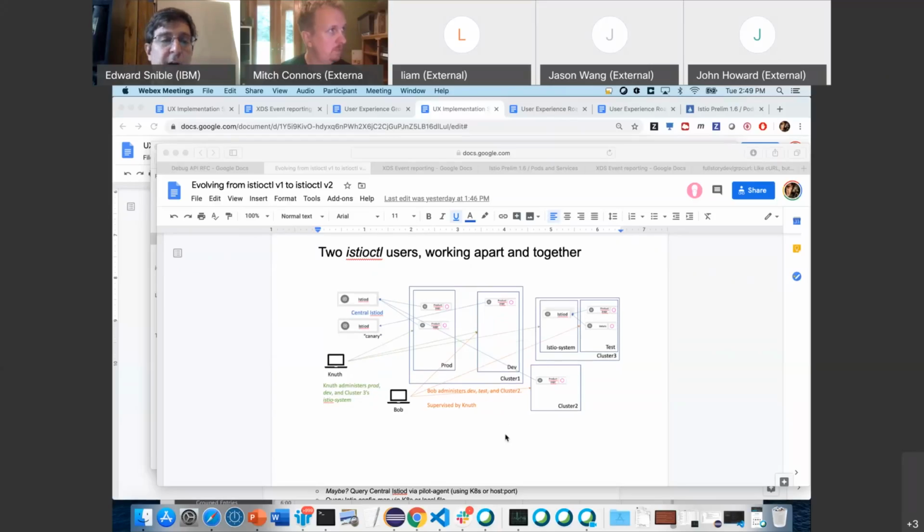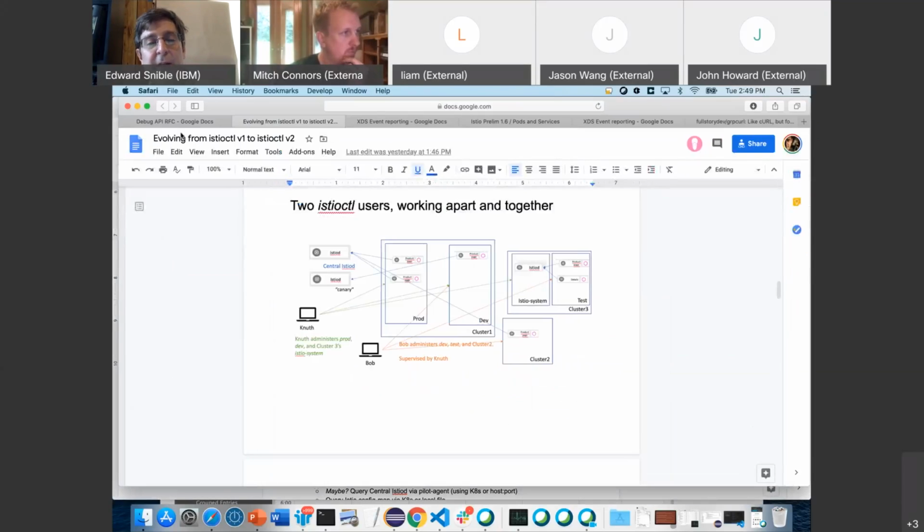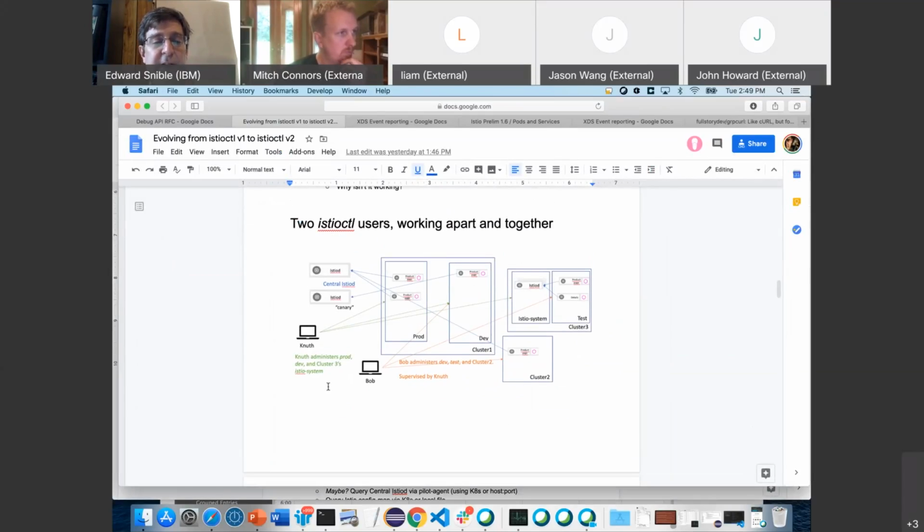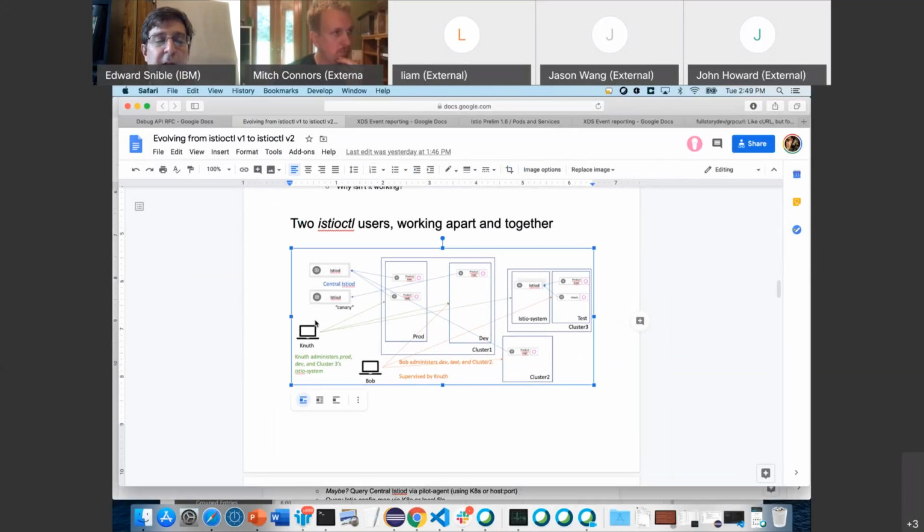So I have this model that I have been thinking about of how users interact in a complicated world. This is the model that I internally use when I'm thinking about it. I'm imagining one user. So first, let me imagine that there's 3 clusters. Some clusters have an Istio-D running in an Istio system on the cluster. Other clusters have Istio-D running outside the cluster as a service. There's an advanced user I'll call Nuth, after the famous professor. He's administering production. He is administering the Istio system namespace on cluster 3. There's a beginner, junior called Bob who's administering some other things.